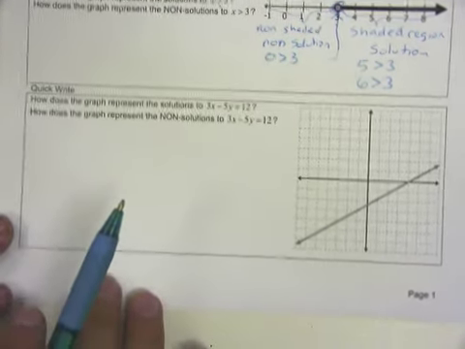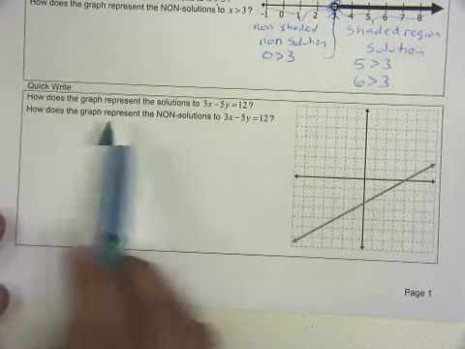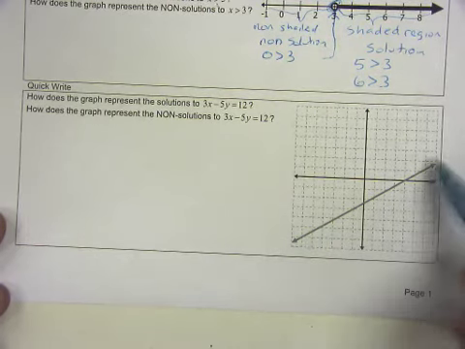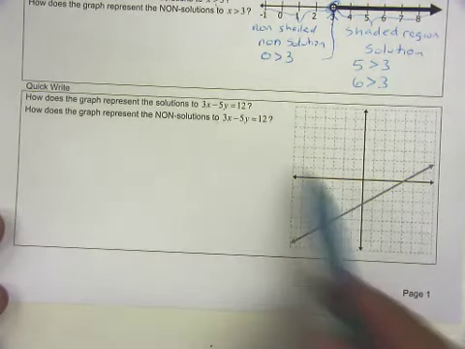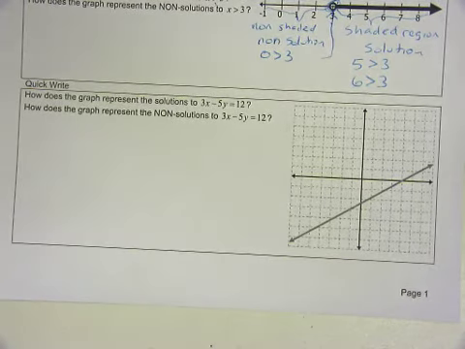Right? Next quick write, I'm going to ask you to tell me how this graph represents the solutions and the non-solutions to this equation, 3x minus 5y is equal to 12. Go ahead and pause the video and write your thoughts on that topic.